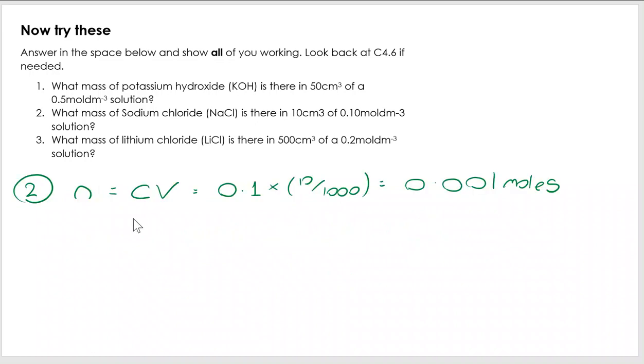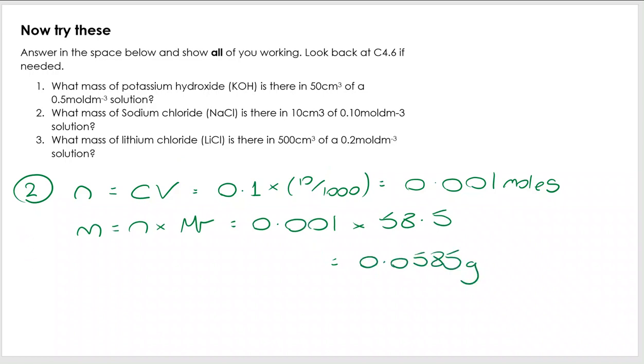Exactly the same format. Number of moles is concentration times volume. I've converted my volume into decimeters cubed. I get 0.001 moles. I then find the Mr of sodium chloride, 58.5. Multiply that by the number of moles. I find my mass. It comes to 0.0585 grams.